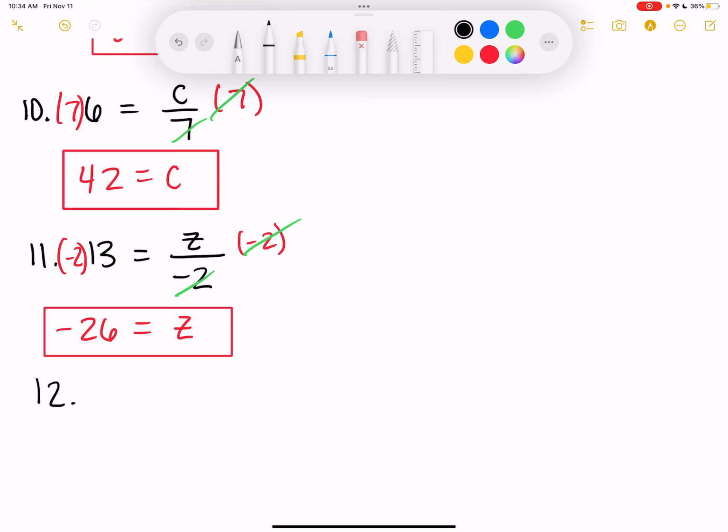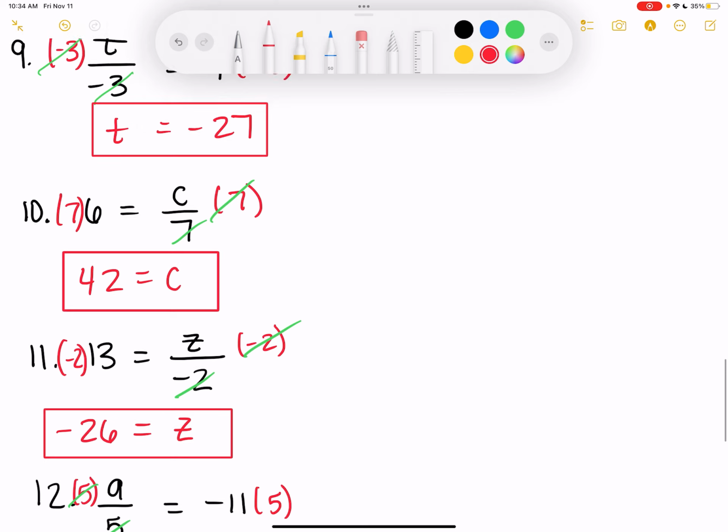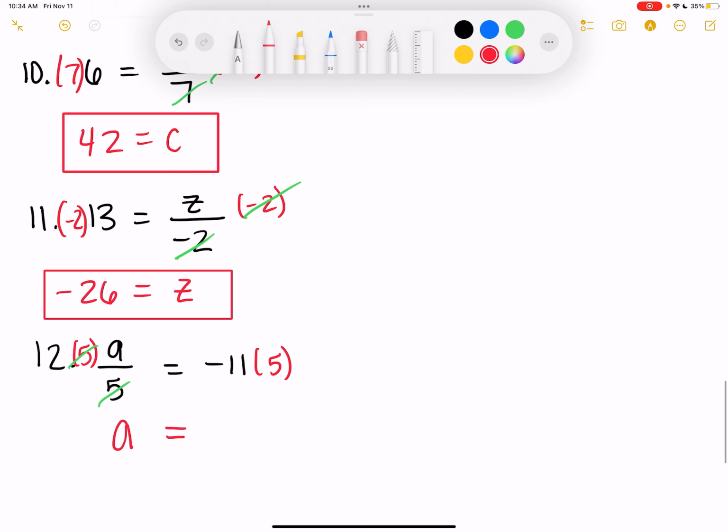And then number 12, a divided by 5 equals -11. So what do I do for this one? Times 5 on both sides. Fives on the left cross out. Leaves you with a. And then -11 times 5 is? 55. Yep, -55.